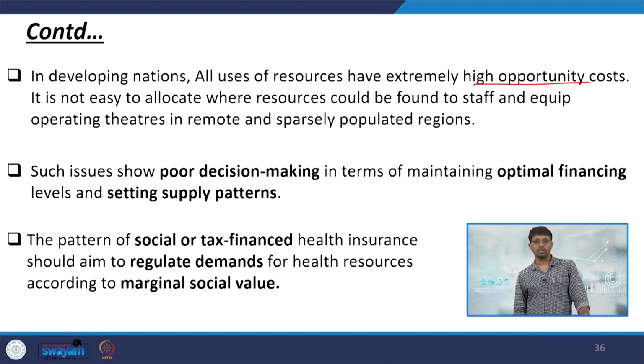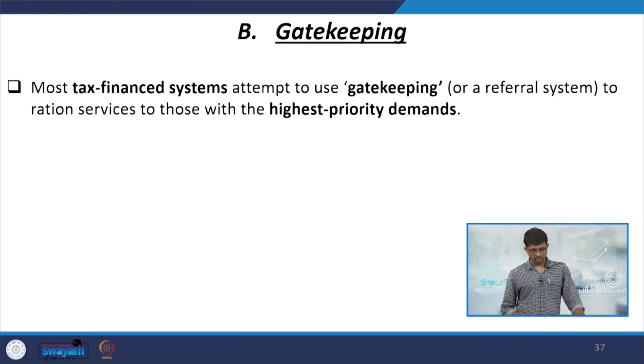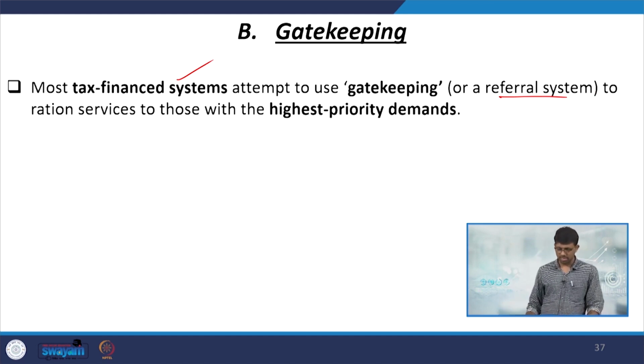The pattern of social or tax finance health insurance should aim to regulate demands for health resources according to their marginal social value. Another category of rationing is called gatekeeping. In that case, the referral system is mostly referred to. Most tax-financed systems, which we already discussed, attempt to use gatekeeping, that is, through a referral system, to ration services to those with the highest priority demands.